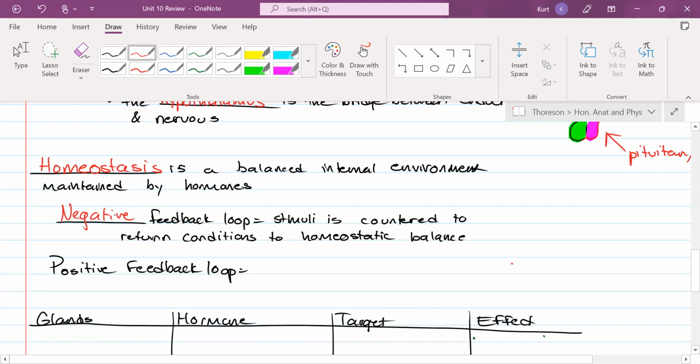You need to undo it. If your body's getting too hot and too hot and too hot, you need to reverse that. If your blood sugar is getting too low, too low, too low, reverse it, bring it up. So what does positive feedback do?